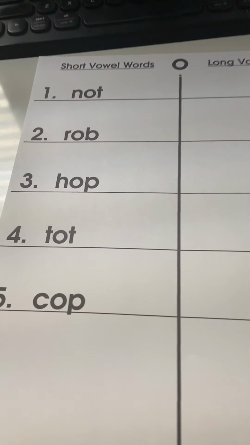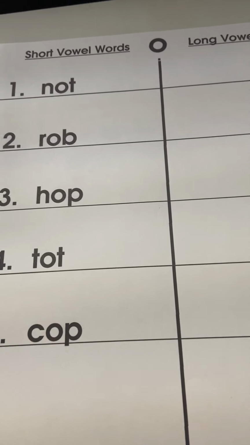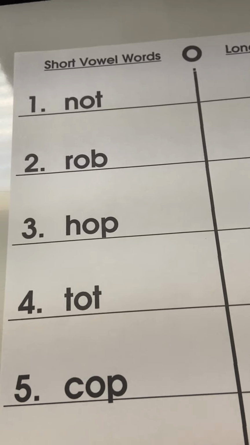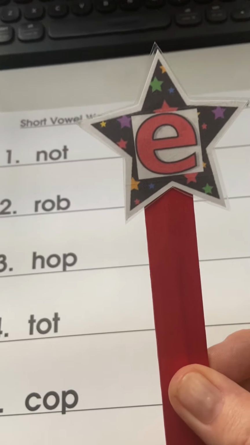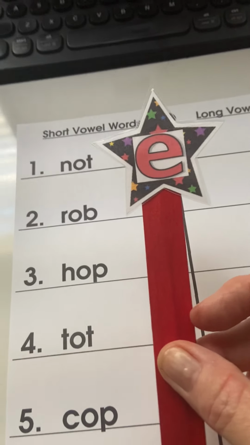Okay, so I made my little worksheet. Light coming through the window makes kind of a glare on here, but I think it's okay. I cut it down to just 5 words so it'll go a little bit faster. And I made my little fancy E here on a star, and I put it on one of my popsicle sticks. I think that'll make it a little more fun, right?